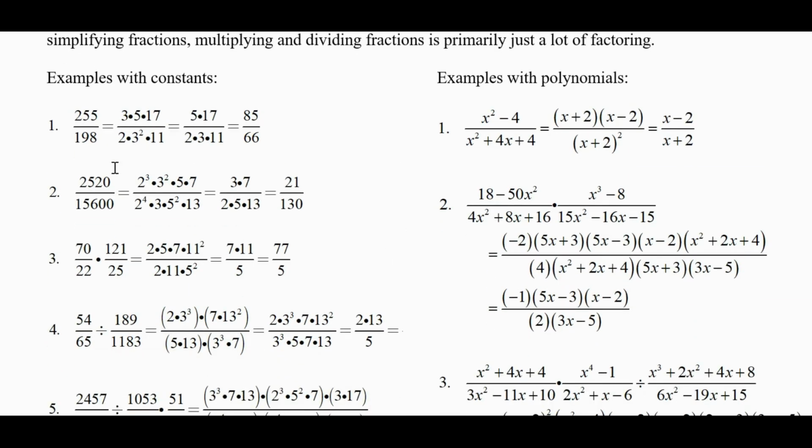Again, we use the same steps whether we're talking about constant fractions or fractions with polynomials. The only difference is you're talking about multiplication and factoring in constants versus multiplication and factoring in polynomials. So here we start factoring this down. We see that there's a 5 in common, so that ends in a 5, so it's a factor of 5. And then we break that down. Looks like there'll be a 3 and a 17.